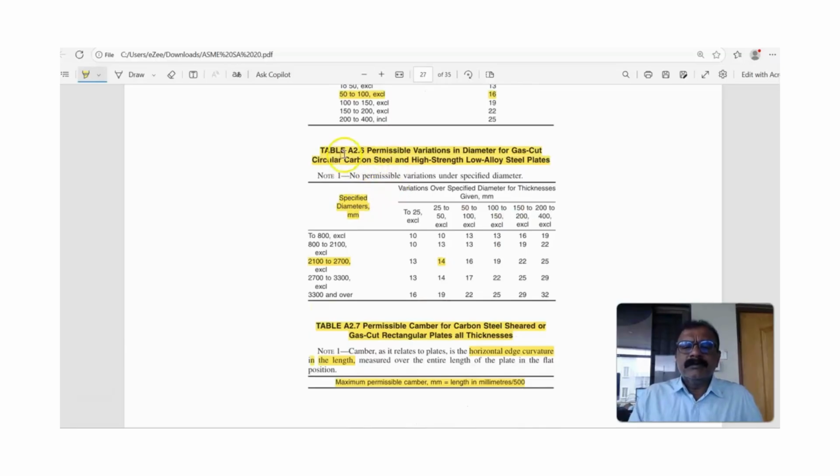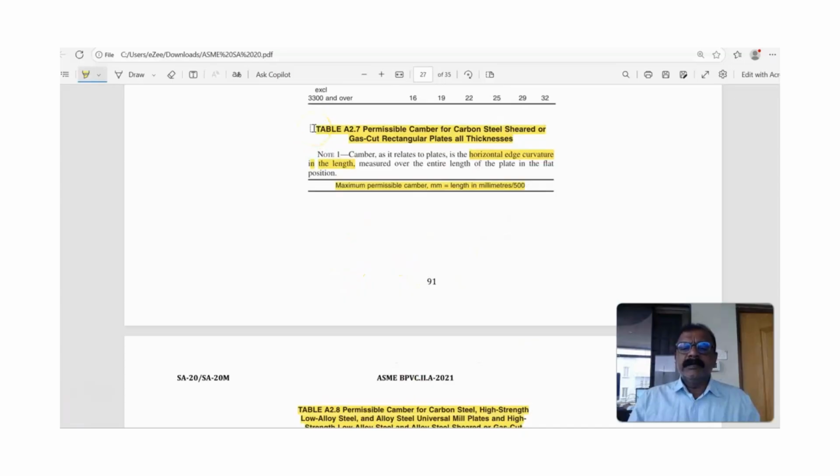Then table A2.6 is tolerances for circular plates of carbon steel and high strength low alloy steel plates. This table is also very easy to understand. The next table is A2.7, permissible camber for carbon steel sheared or gas cut rectangular plate, all thicknesses. What is camber? I would like to show you a photo. Here it is.